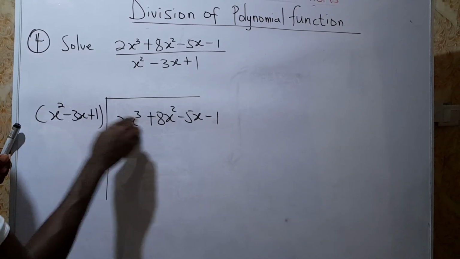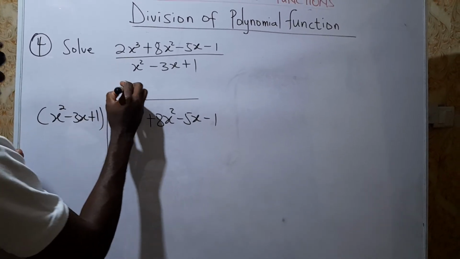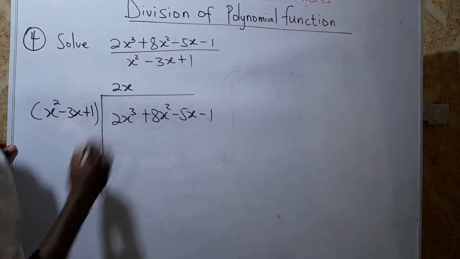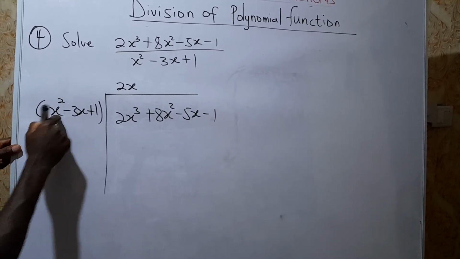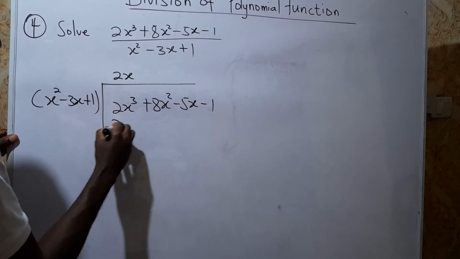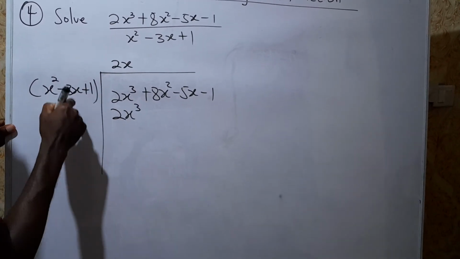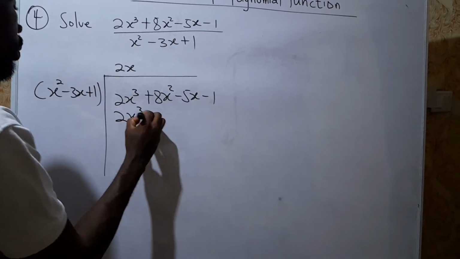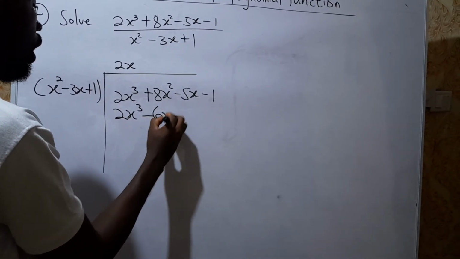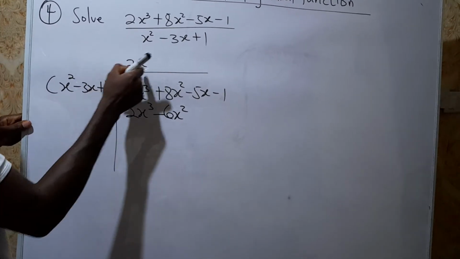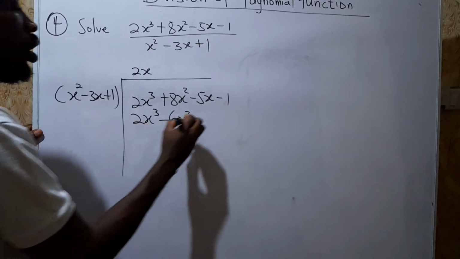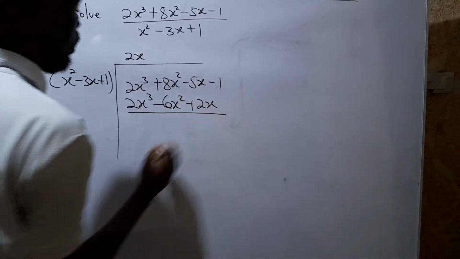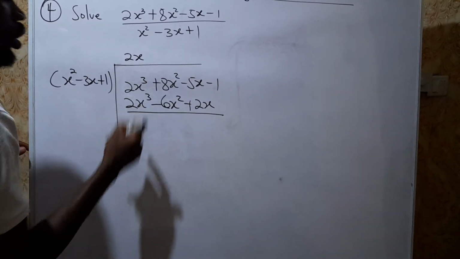So 2x cubed divided by x squared will be 2x. So x squared times 2x will give us 2x cubed. And we let this also multiply. Minus 3x times 2x will be minus 6x squared. And then 1 will also multiply. 1 times 2x will be plus 2x. So we subtract. This from this will be 0.